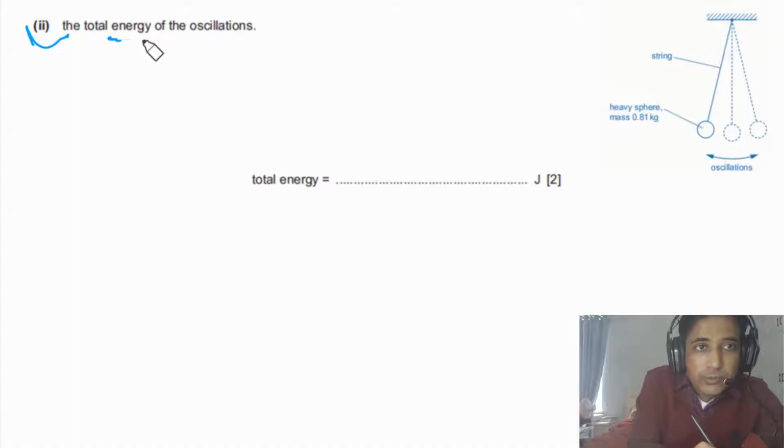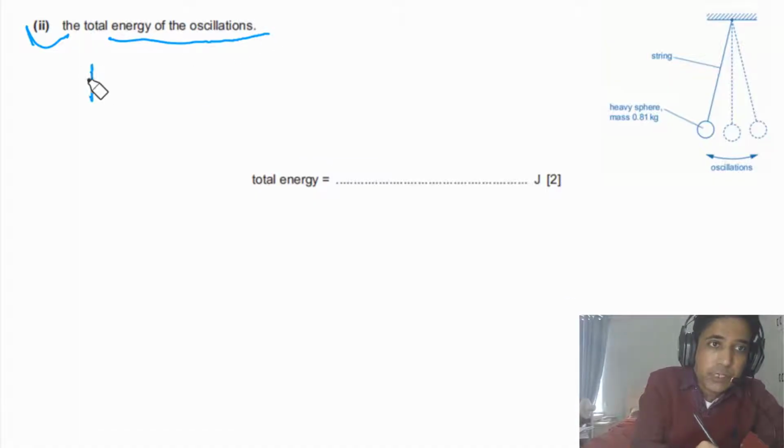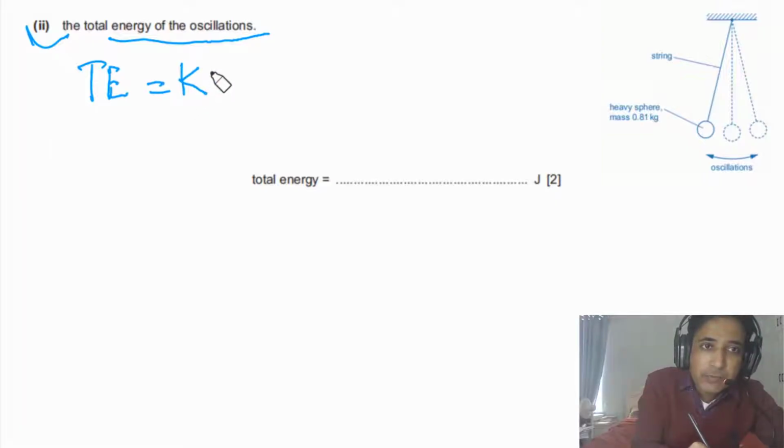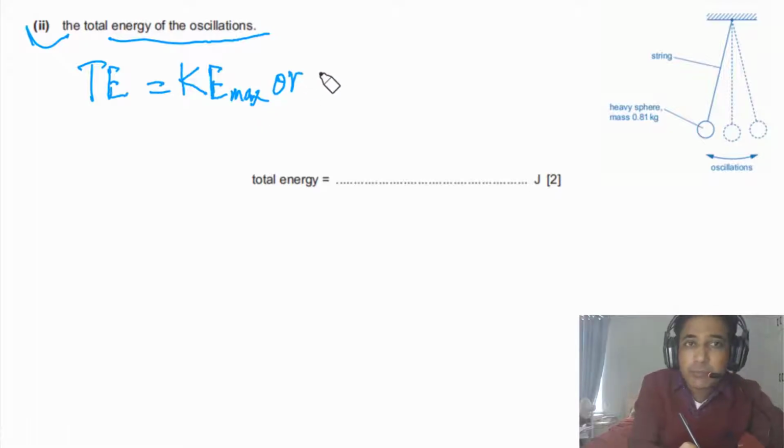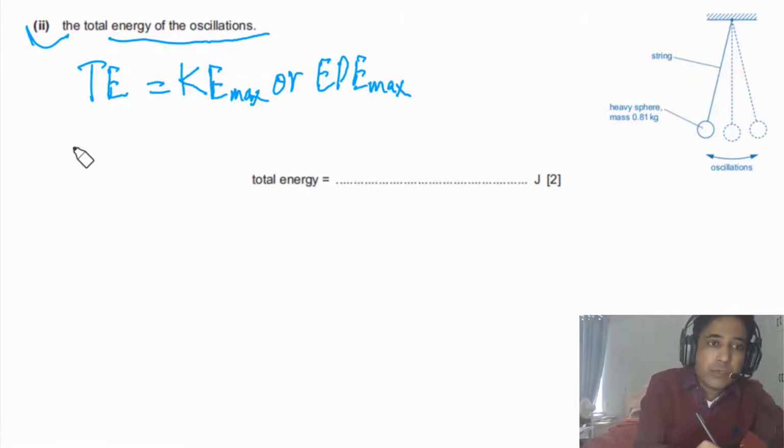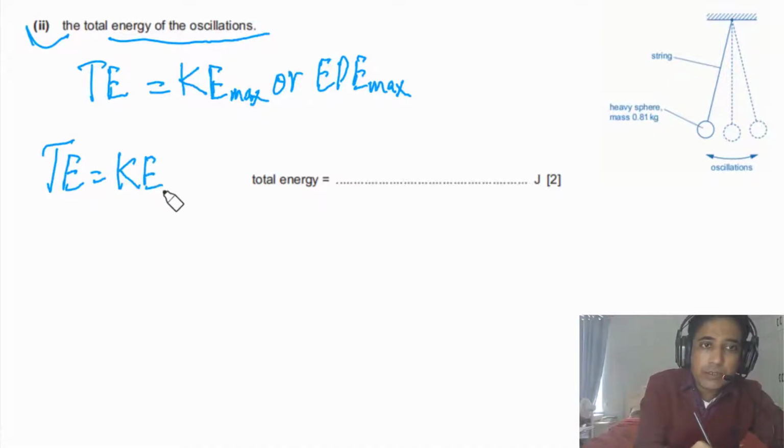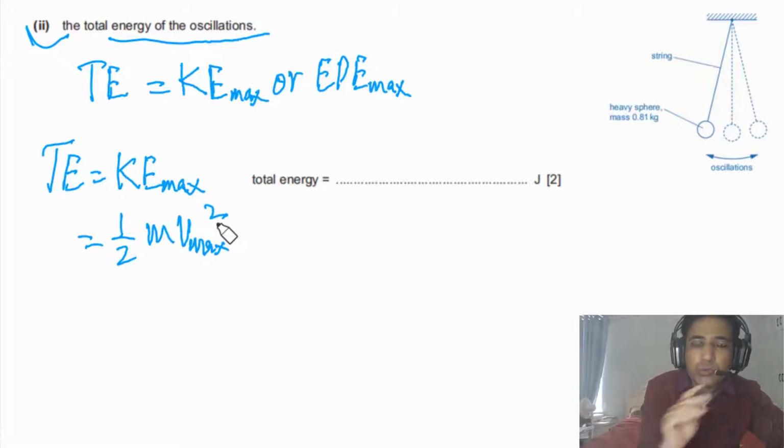Second part says calculate the total energy of oscillations. And total energy of oscillations can be equal to the maximum value of kinetic energy, or it can be equal to the maximum value of EPE, elastic potential energy, EPE max. The easiest way to calculate total energy is simply we can write this is equal to kinetic energy maximum, and kinetic energy maximum is 1/2 m v max square. You no need to remember the formula. If you follow these steps, it's very straightforward.